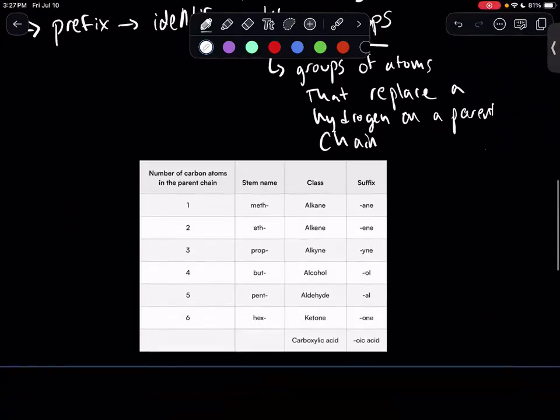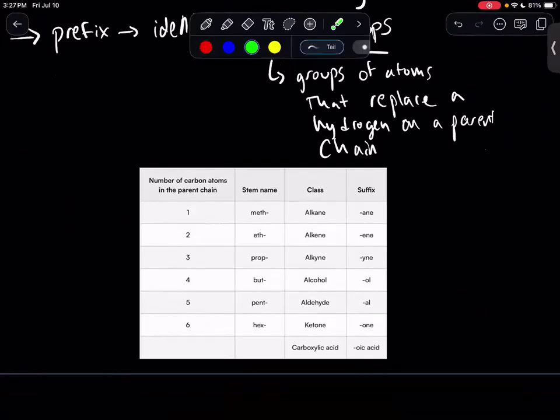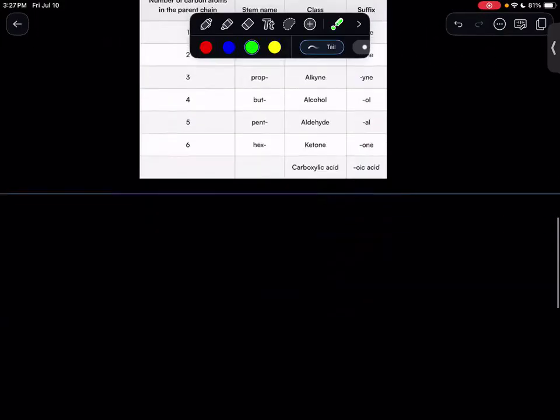Before we move further, I've inserted a little reminder. We have our meth, eth, prop, but, pent, hex for our 1 through 6 carbon chains. You should know all the way up to 10. Furthermore, the classes of functional groups we're going to be referring to today are alkanes, alkenes, alkynes, alcohols, aldehydes, ketones, and carboxylic acids, referred to as anes, enes, ynes, ols, als, ones, and oic acids. So you should have these memorized before you move forward. Before we can start naming, you need to know these.